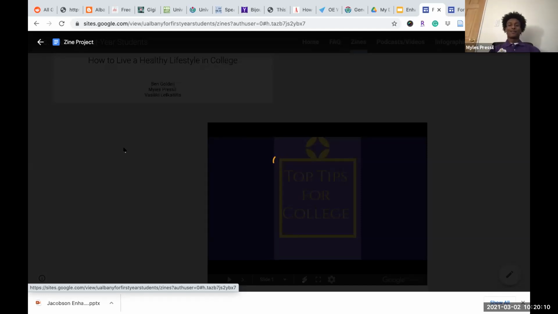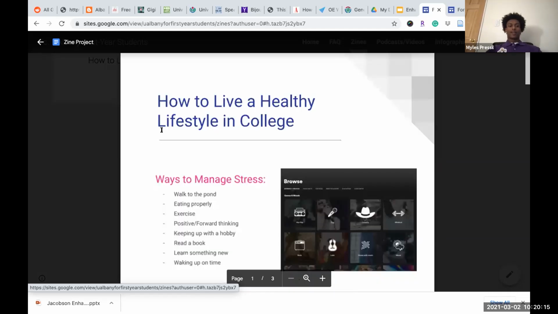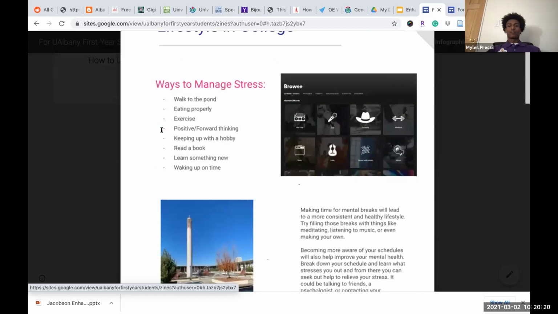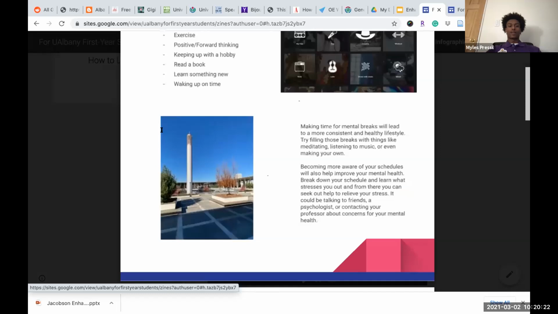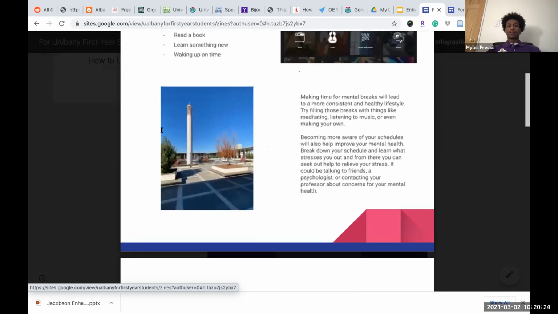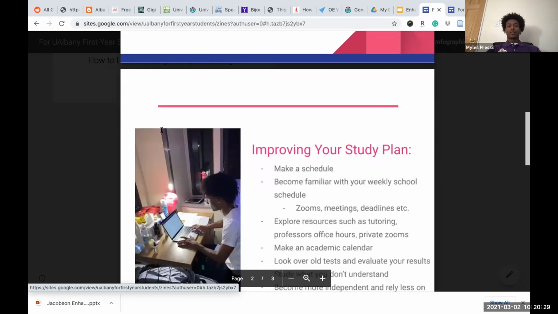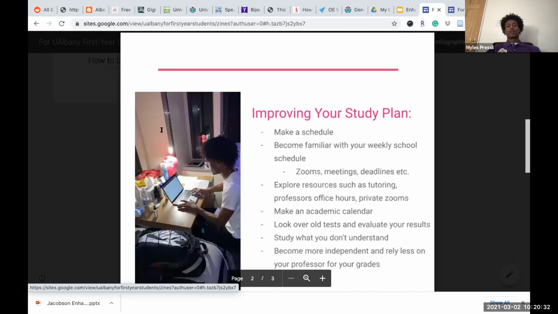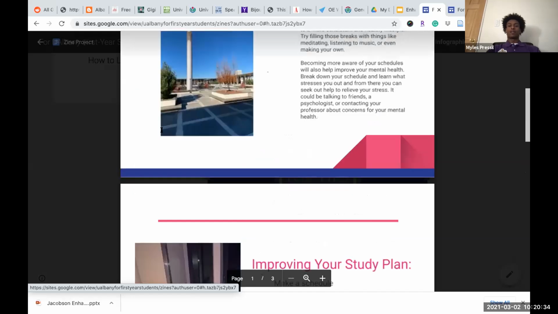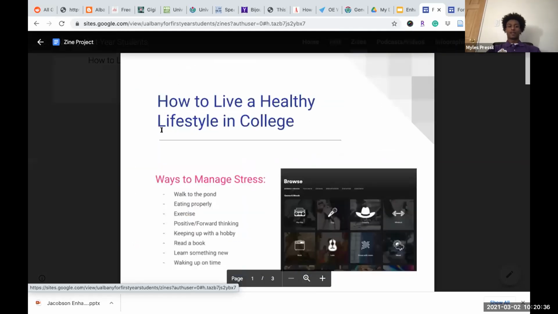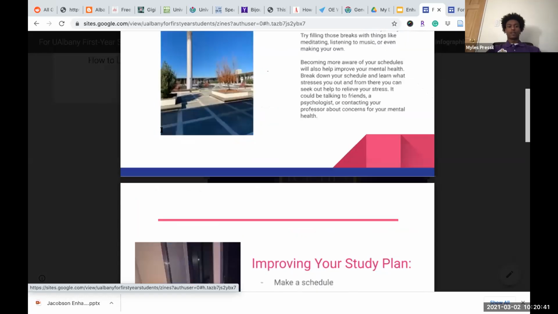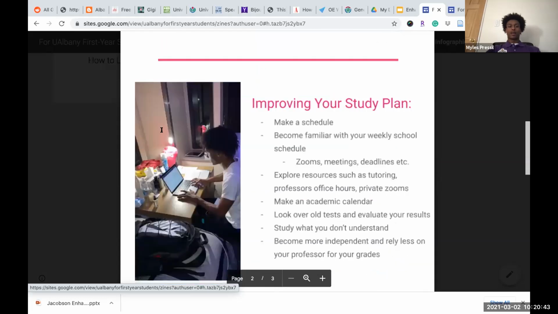Yes. So basically my zine with my group was about ways to live a healthy lifestyle in college and ways that you can manage stress. We talked about different things that you could do on campus that I took some pictures of, and some people took different pictures of. You could listen to music, you can improve your studying, you can exercise on campus, you can take part in many different activities and study groups with others that can help all of us succeed during this rough time during the pandemic.